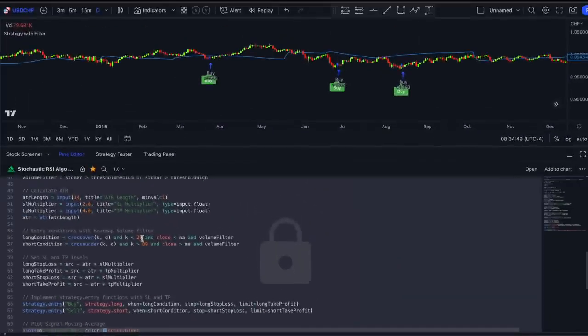By the way, there are some numbers in the code that you can change that will affect the strategy's sensitivity. For example, you can change the stochastic RSI lower line from 20 to 10 and the upper line from 80 to 90. This way the strategy will give less signals, but those signals will probably be higher quality.